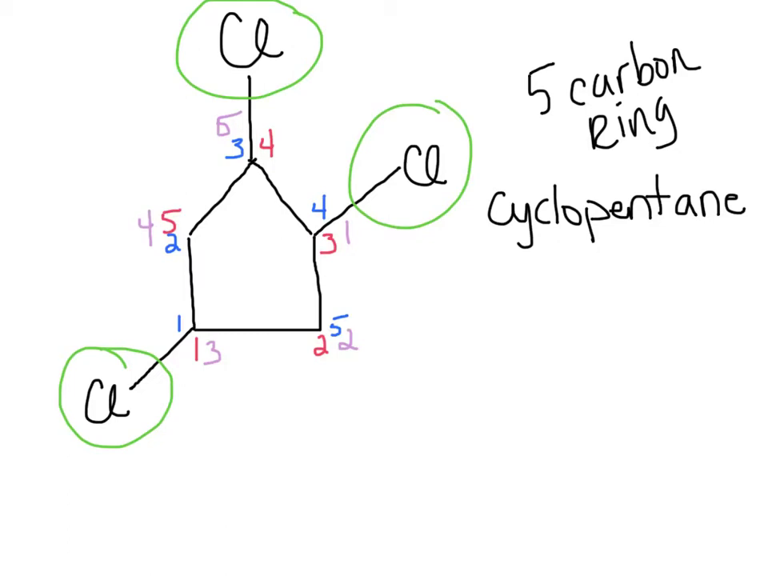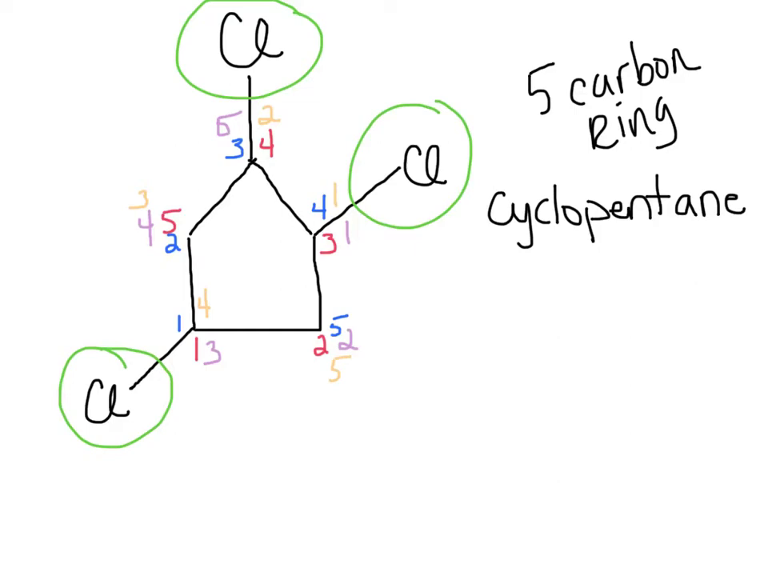Or I could start counting from that same carbon atom, but count in a different direction and count counterclockwise. So I get 1, 2, 3, 4, and 5. So what we see is that when we have ring structures and multiple substituents, there's a lot more ways to count those atoms.